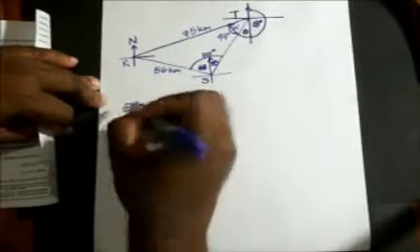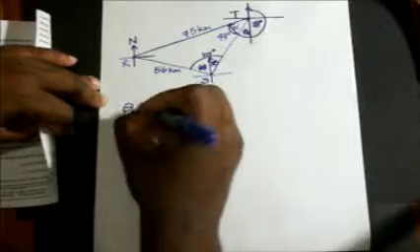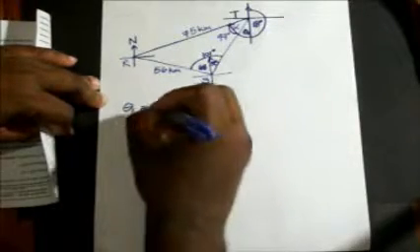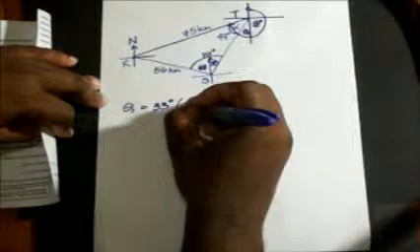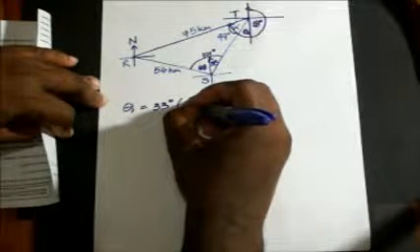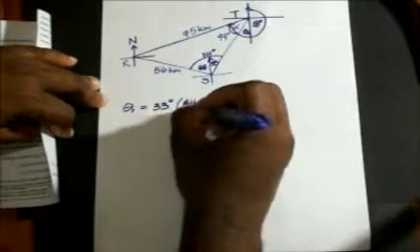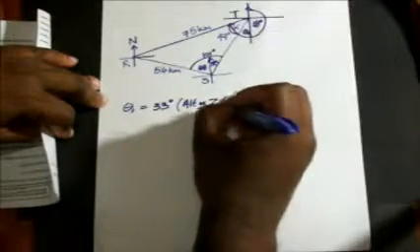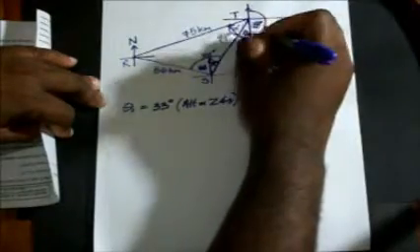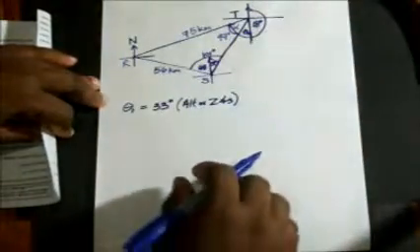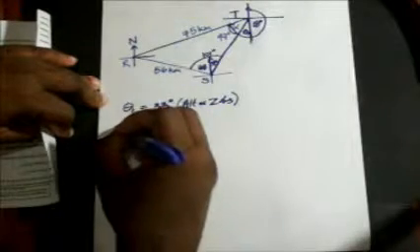So theta, let's call it theta 1 because I think we have theta already. Theta 1 is equal to 33 degrees. And the reason is that they are alternate or Z angles. Alright, see there? There's my Z.